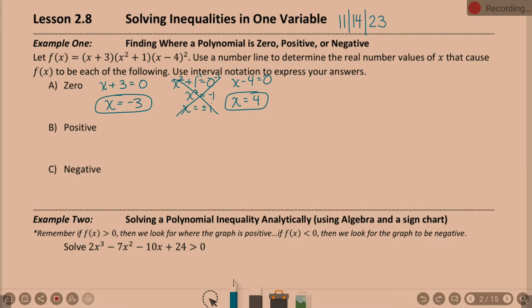Now, to talk about B and C, where it talks about positive and negative, we're going to use a number line. This is one of the techniques I'm going to teach today, where I'm going to teach a couple different techniques throughout the lesson. But we're going to talk about a number line.